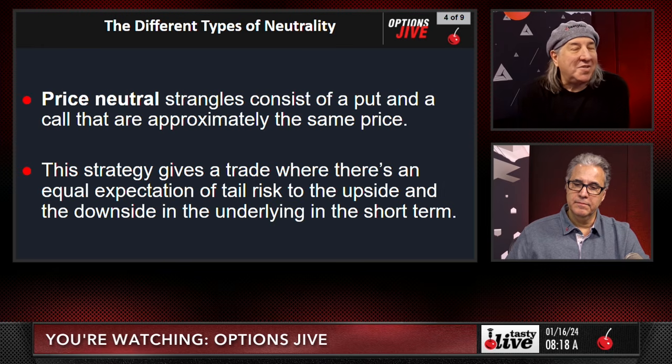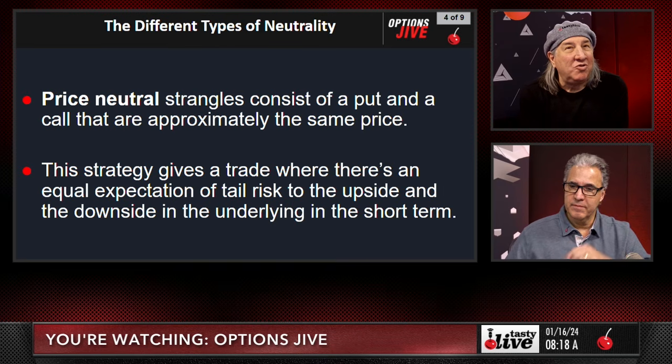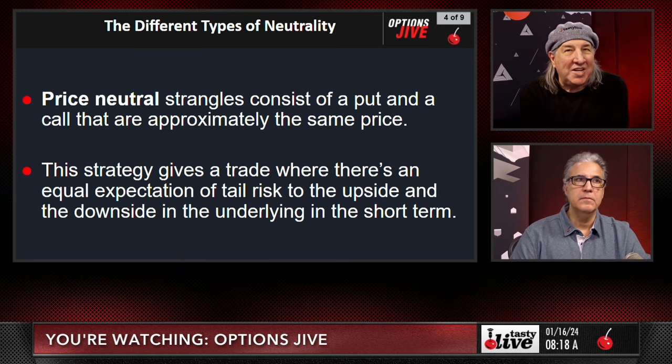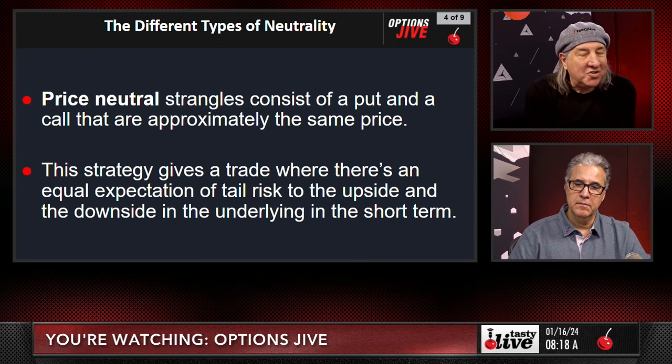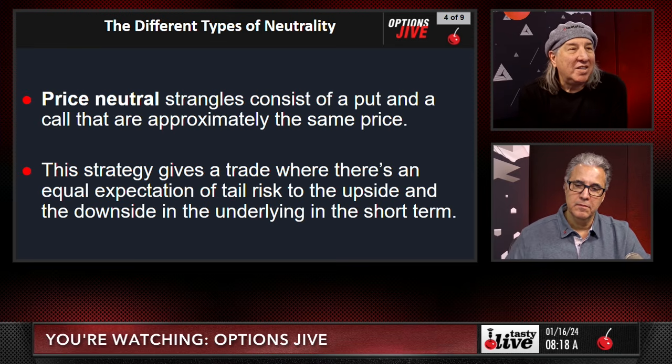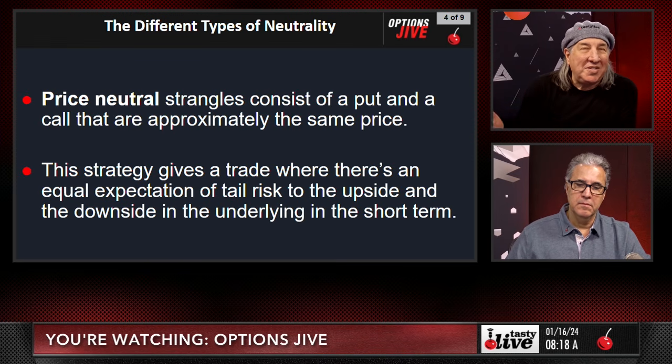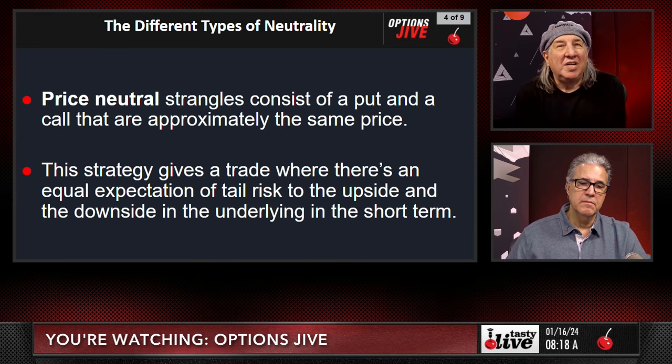But sometimes, like I talked about a few minutes ago, we'll go to doing things price neutral. Price neutral strangles consist of a put and call that are approximately the same price. This strategy gives a trade where there's an equal expectation of tail risk to the upside and the downside of the underlying in the short term. Like I mentioned this morning in natural gas and soybeans, I used price to neutralize my strangles. What I tend to do is open based on delta and use price to do simple adjustments. Let's go to the next slide.